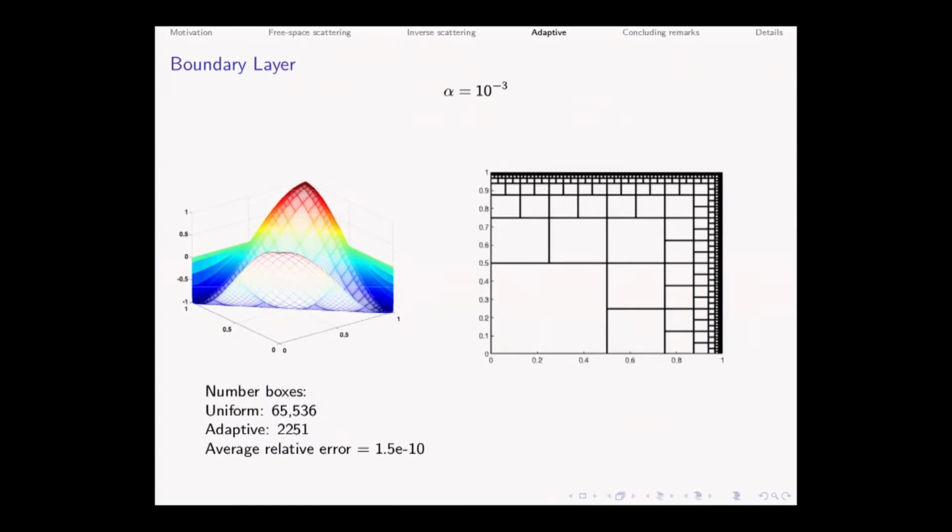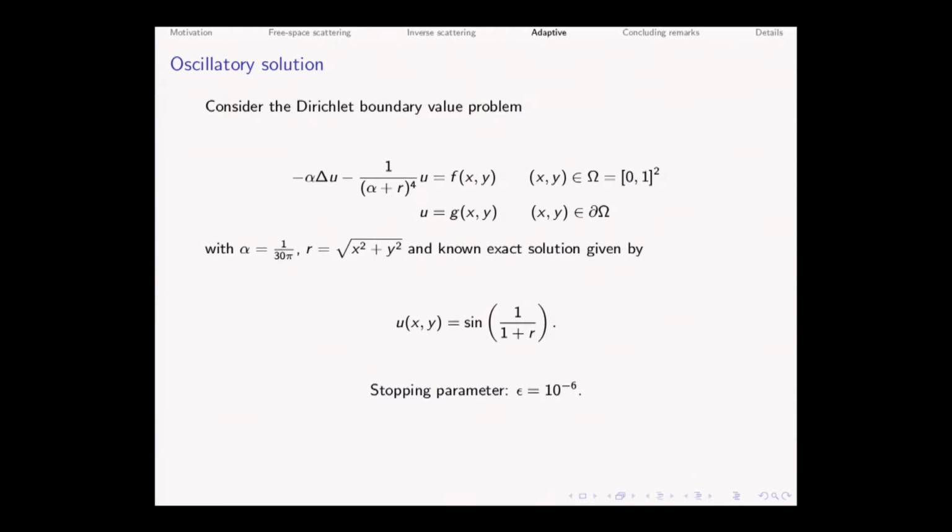So that's 10 to the negative 3 is size, and this is the mesh. And you can see 65,000 boxes versus 2,000 is pretty nice. And we're getting a high accuracy solution.